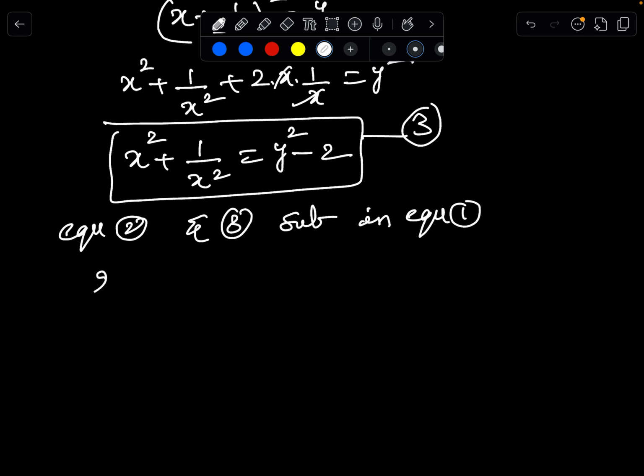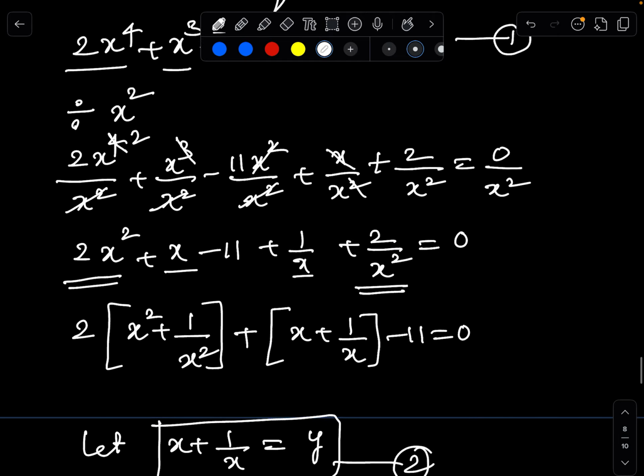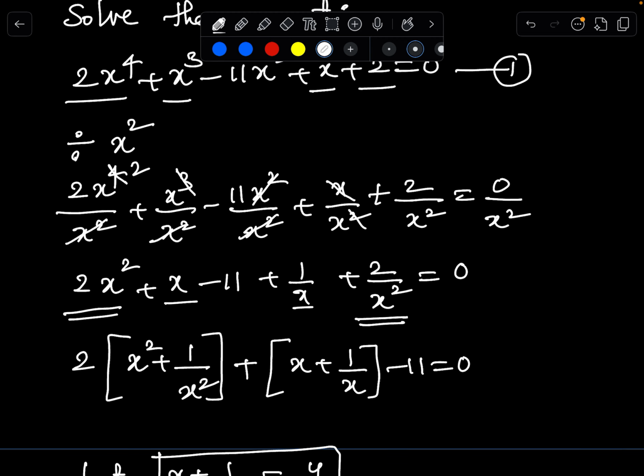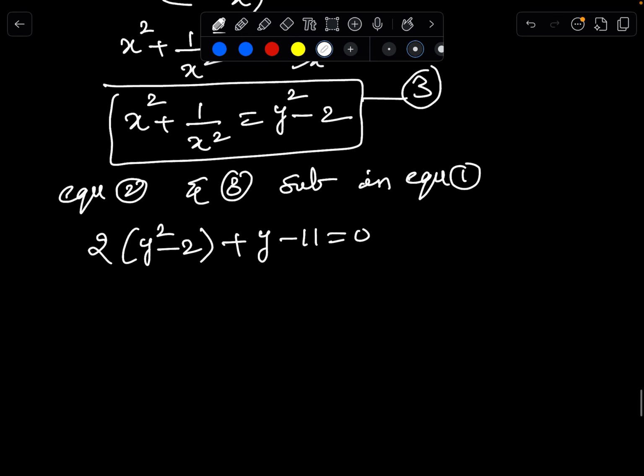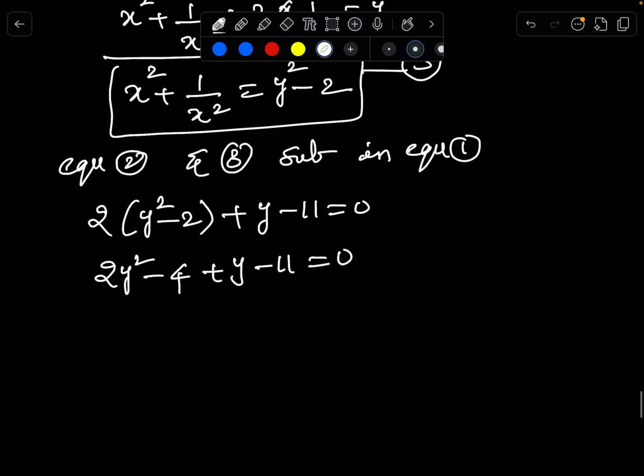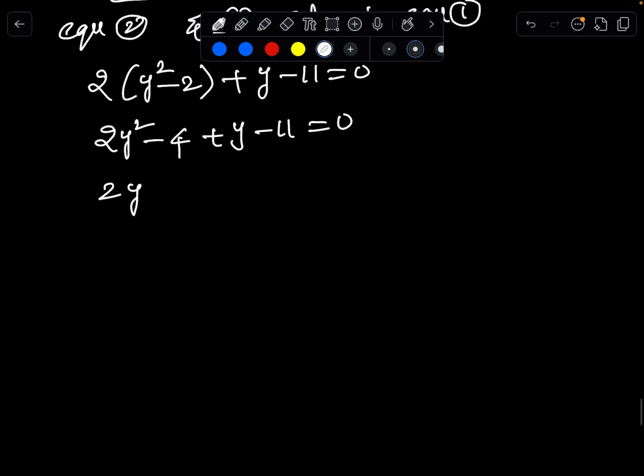That is 2 into y square minus 2 plus y minus 11 equal to 0. Now expanding by the distributive law: 2y square minus 4 plus y minus 11 equal to 0. So 2y square plus y minus 15 equal to 0. Here the y square coefficient is 2 and the constant is 15, so the product is 30. We need two numbers whose difference is equal to 1.